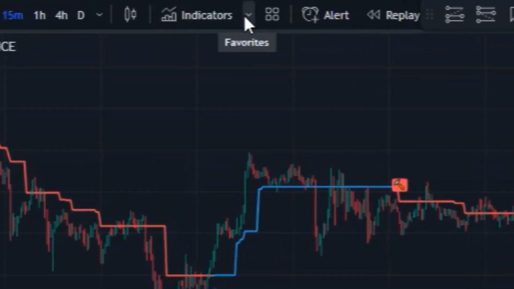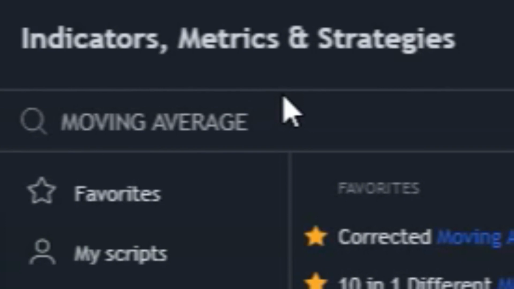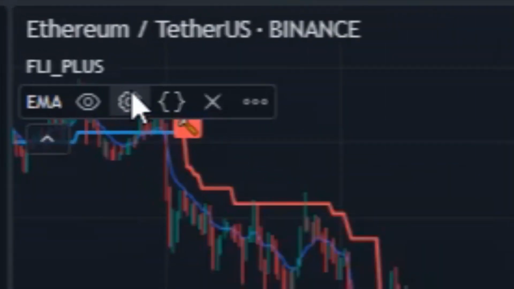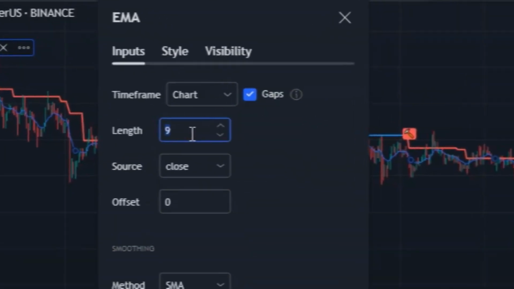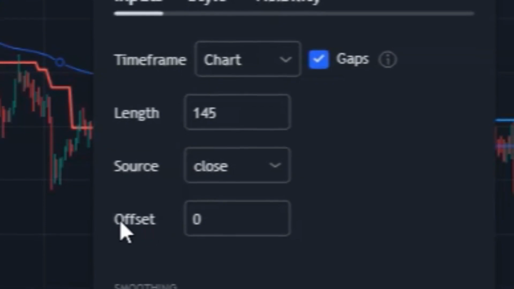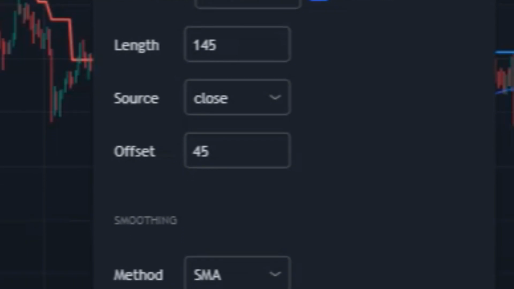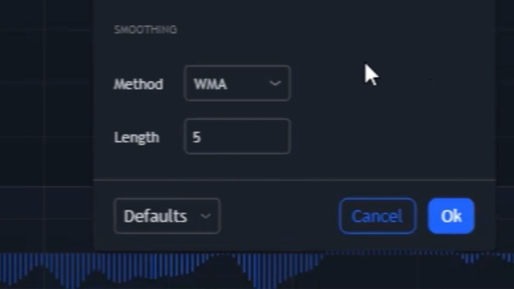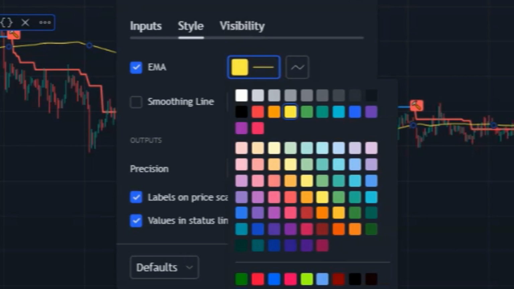To add the third indicator, search for moving average in the indicator section and add the moving average exponential indicator to the chart. Then in the settings section, change the length to 145 and offset to 45. And then change the method to WMA in the input section. And finally, in the style section, change the color of the indicator to yellow.